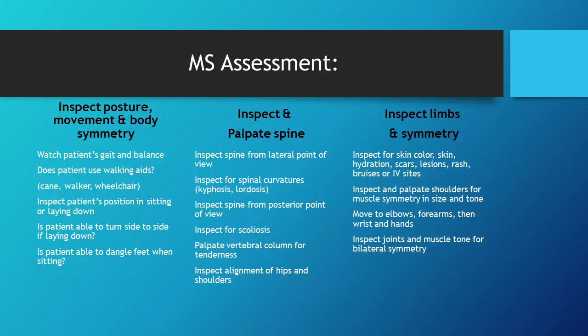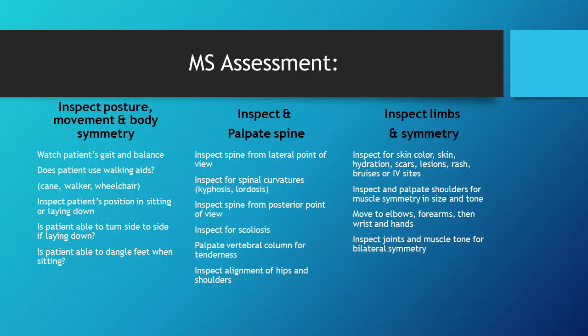The musculoskeletal assessment consists of inspecting posture, movement, and body symmetry. To do this, you will have to watch the patient's gait and balance. Does the patient use walking aids such as a cane, walker, or wheelchair? You will inspect the patient's position in sitting or lying down. Is the patient able to turn side to side while lying down? Is the patient able to dangle feet when sitting?